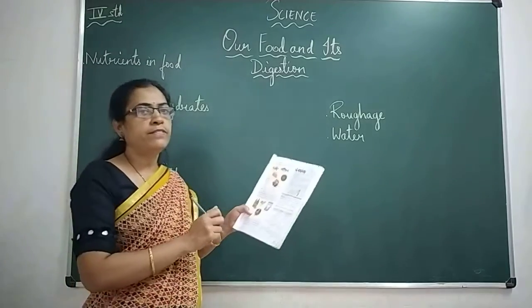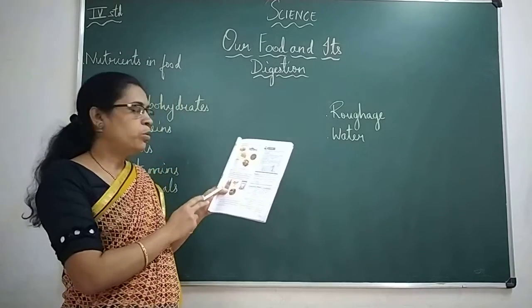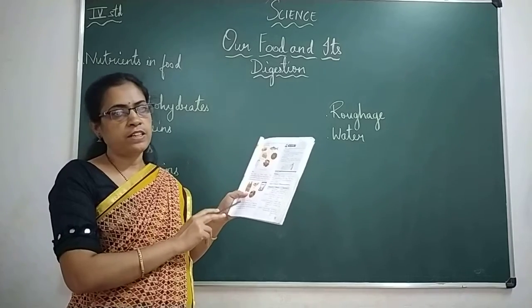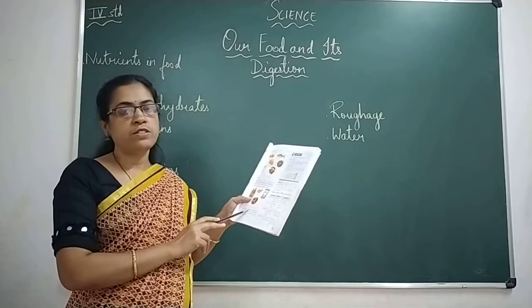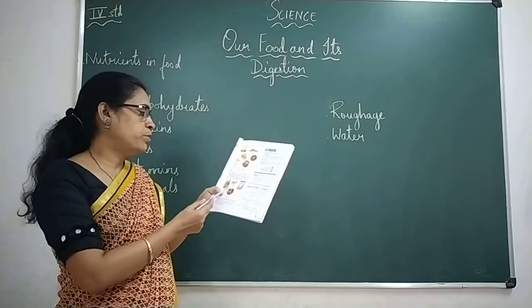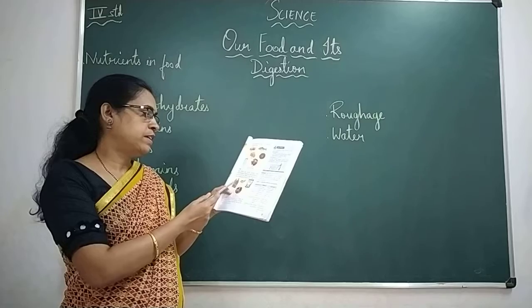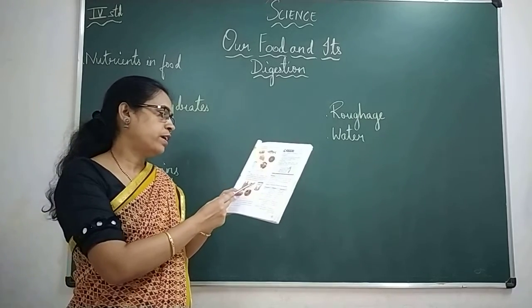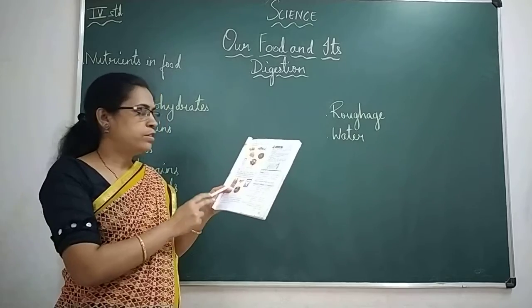And the next is fats. Fats give us more energy than carbohydrates. They also help to keep the skin smooth. Oil, ghee, butter, and nuts are some examples of foods that are rich in fats.